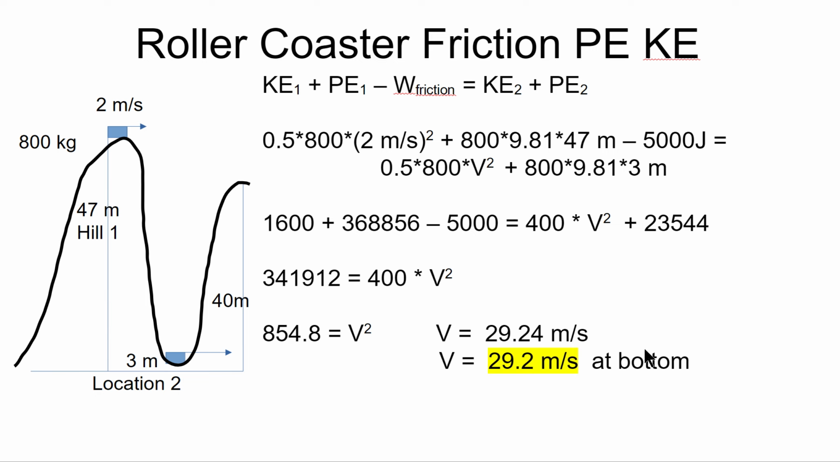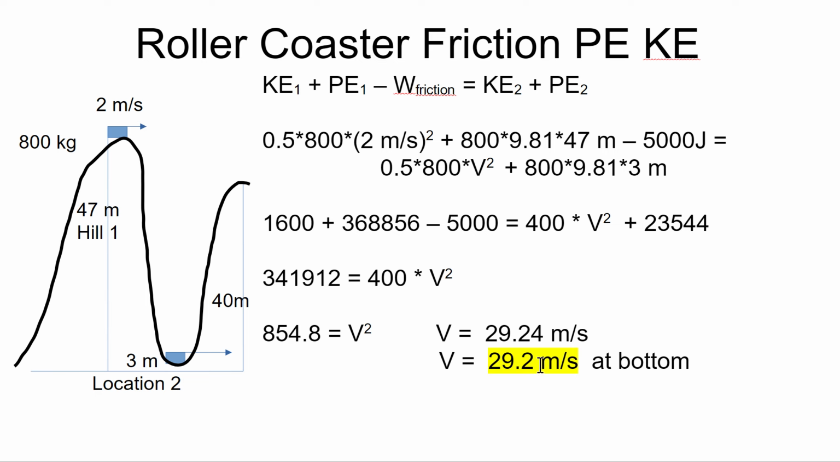A square root reveals 29.24, and I'll round to 3 significant figures as I work physics problems typically, unless the problem asks me to change that in some way. So 29.2 meters per second, that's in the 50 mile an hour range, beyond, maybe 60 miles an hour.